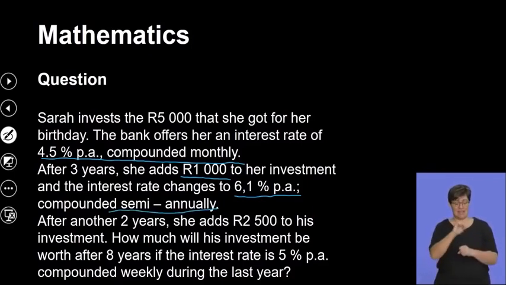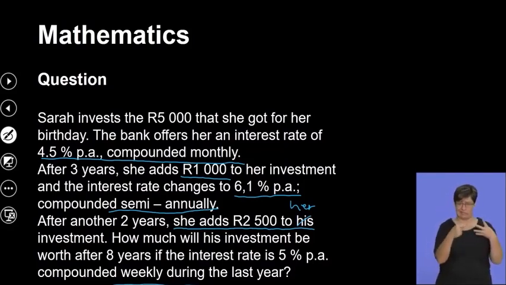After another 2 years, she then also adds 2,500 rand to her account. So this is her account. And what I want you to know is how much she will have after 8 years if the interest rate is 5% compounded weekly during the last year. Remember when we started, I said there will be a time where they become a bit funky about what we are doing, and now they are asking us about compounded weekly.